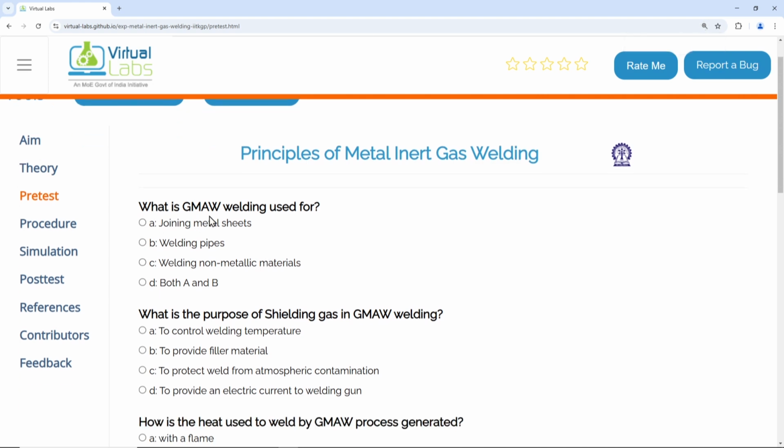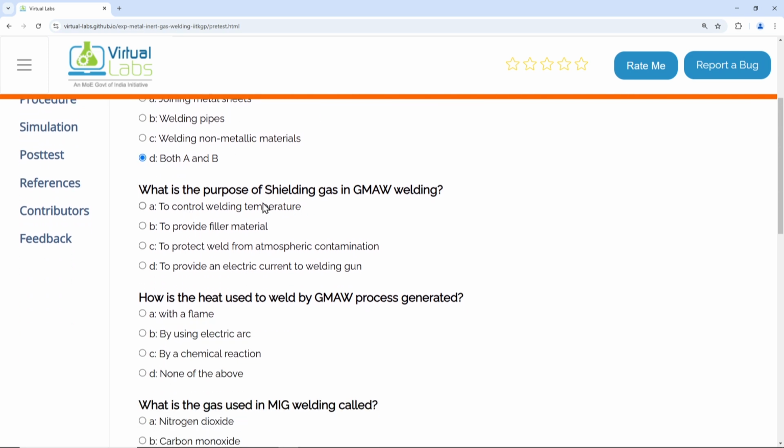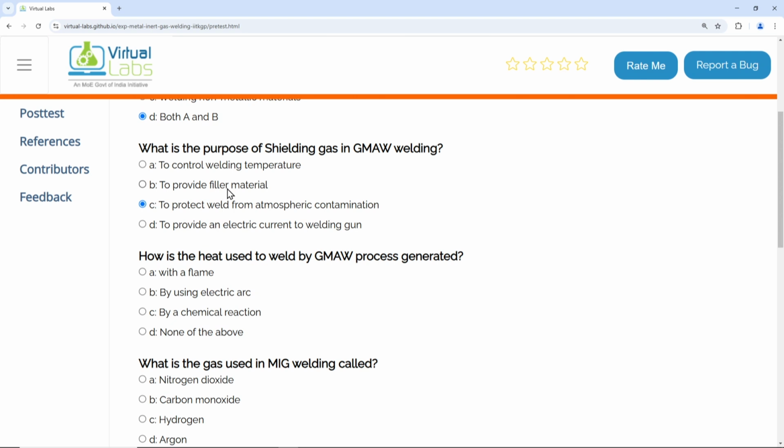What is gas metal arc welding or GMAW used for? Joining metal sheets, welding pipes, welding non-metallic materials. C cannot be the answer. So both A and B are the answer, that is joining metal sheets and welding pipes. What is the purpose of shielding gas in gas metal arc welding? Shielding gas protects the weld from atmospheric contamination. C is the answer. Controlling temperature, providing filler metal is not the purpose.